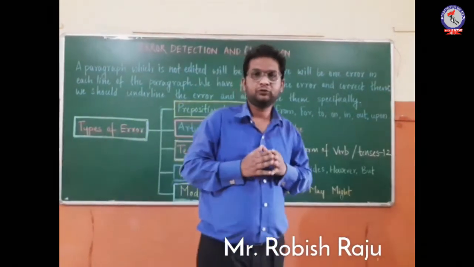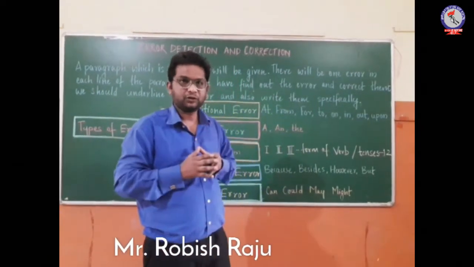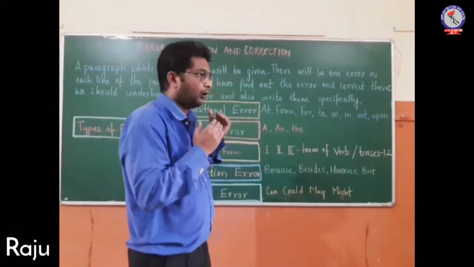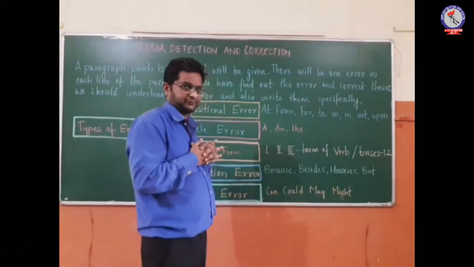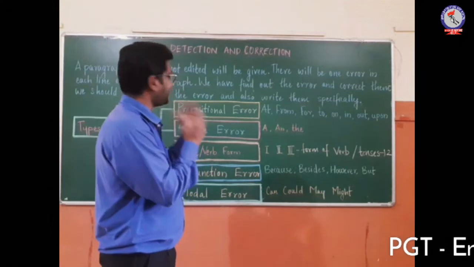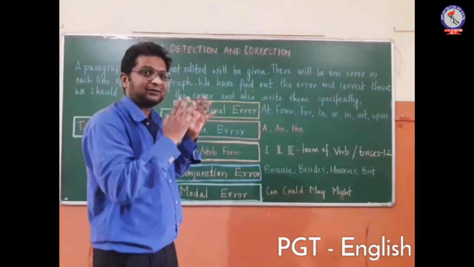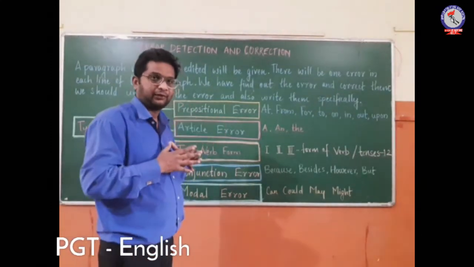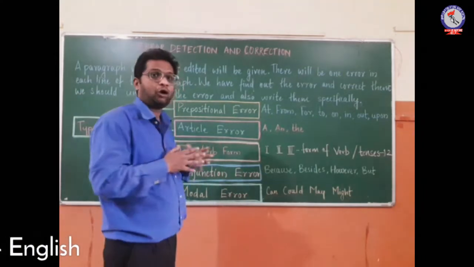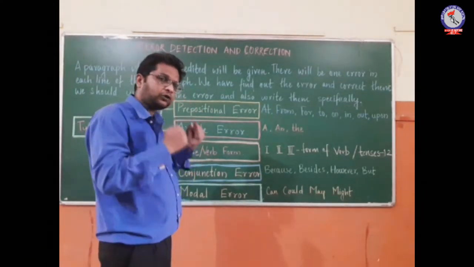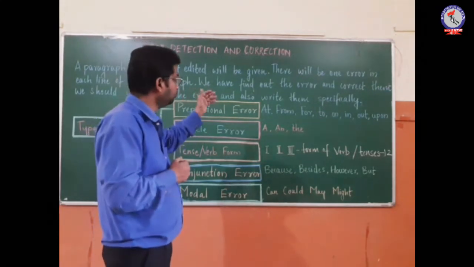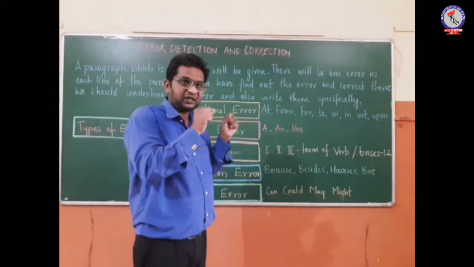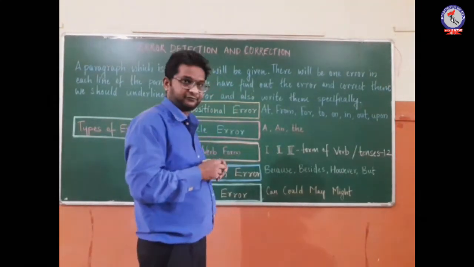We will see about error detection and correction. Now, in a paragraph or in a sentence that is unedited, there will be one error in each line of the paragraph. So what we have to do is find out that error from each line of the paragraph.